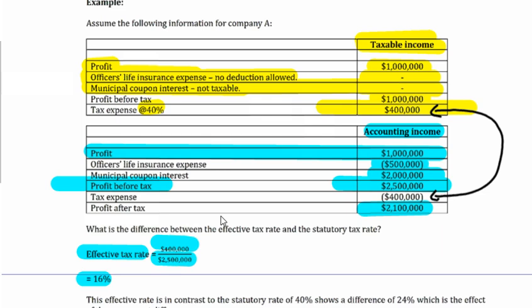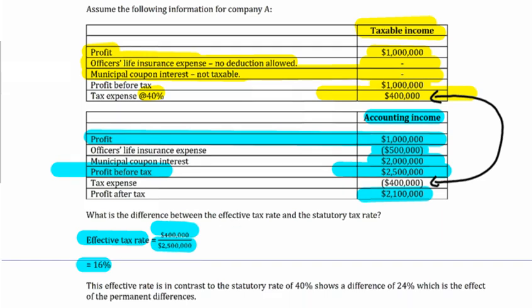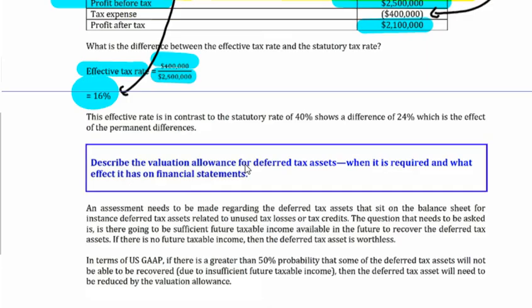Now, ask yourself the question, why is the statutory tax rate 40%, but my effective rate is so low? I'm only paying tax at 16%. Well, the big difference, of course, guys, was that there's a massive amount of income called municipal coupon interest of $2 million that was not taxed. And that obviously then reduced the overall tax rate from 40% down to an effective rate of 16%, and that's of course why people choose municipal bonds.